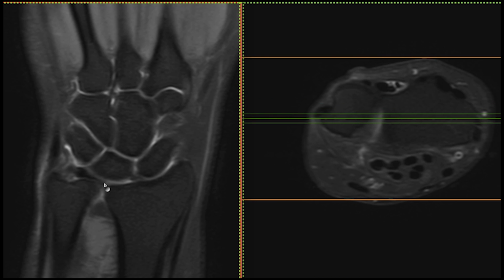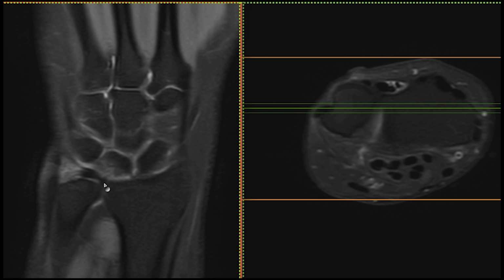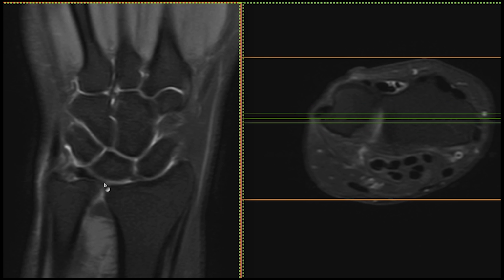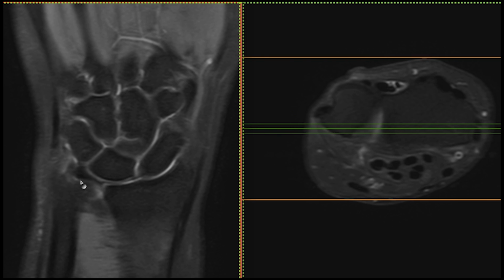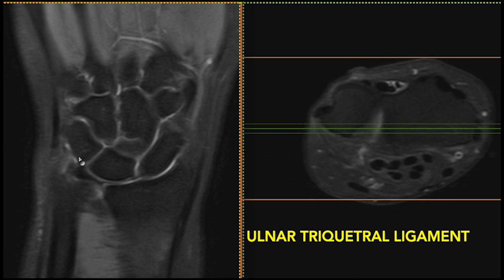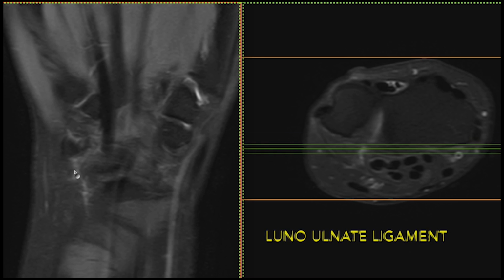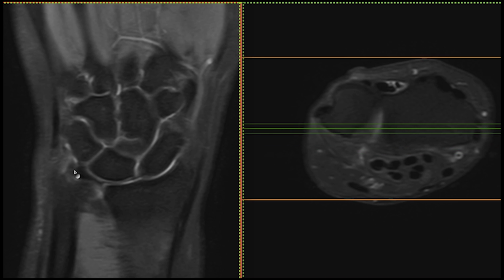After that, the third, after this component, there are two ligaments which go to the ulna to the adjacent carpal bones that need to be assessed. That comes from the TFC towards triquetral. This is ulnar triquetral ligament, and the other one is luno-ulnate ligament. These two appear relatively intact, these two ligaments. So, we need to see both ulnar TFC attachment to these particular carpal bones.